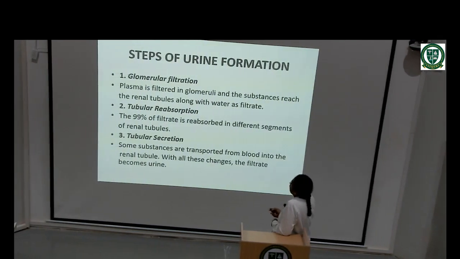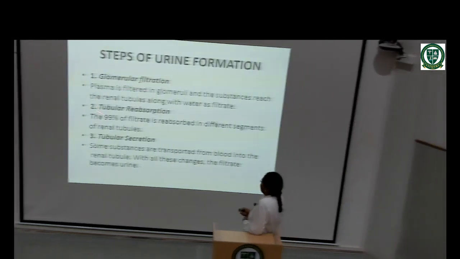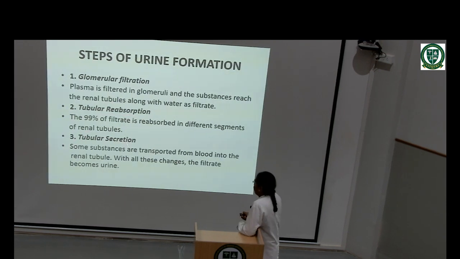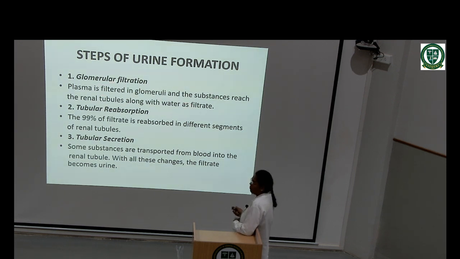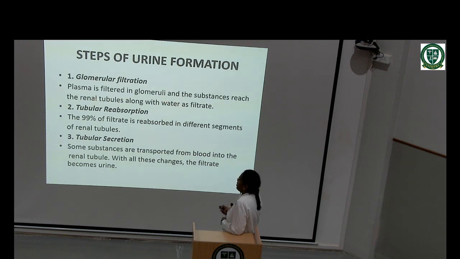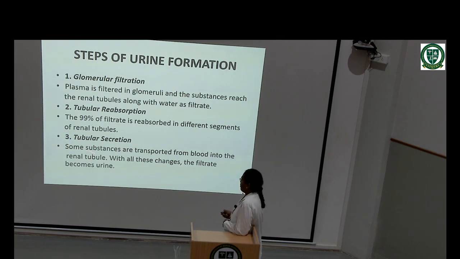Coming to the formation of urine, the steps involved are glomerular filtration, tubular reabsorption and tubular secretion. These are the three steps for the formation of urine. In glomerular filtration, the plasma is filtered in the glomeruli and the substances reach the renal tubules along with the water as filtrate. In tubular reabsorption, 99% of the filtrate is reabsorbed in different segments of the renal tubules. Next, tubular secretion: some substances are transported from the blood into the renal tubule. With all these changes, the filtrate becomes urine.